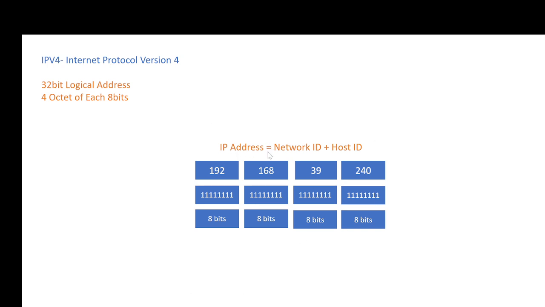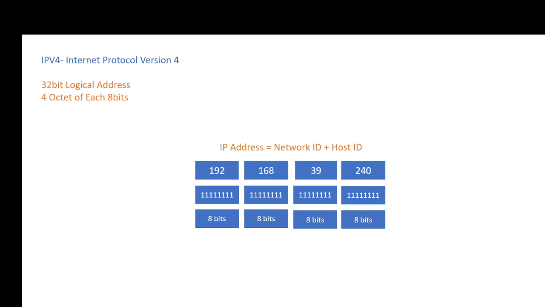Now here I have given an IP address example. IP address is equal to network ID plus host ID. I will explain what that is. Below you can see one IP address, 192.168.39.240, and in all the boxes you can see the number is varying between 1 and 255. I will explain why it is 255 only in some time. So now you should know IP version 4 means it's a 32-bit logical address.